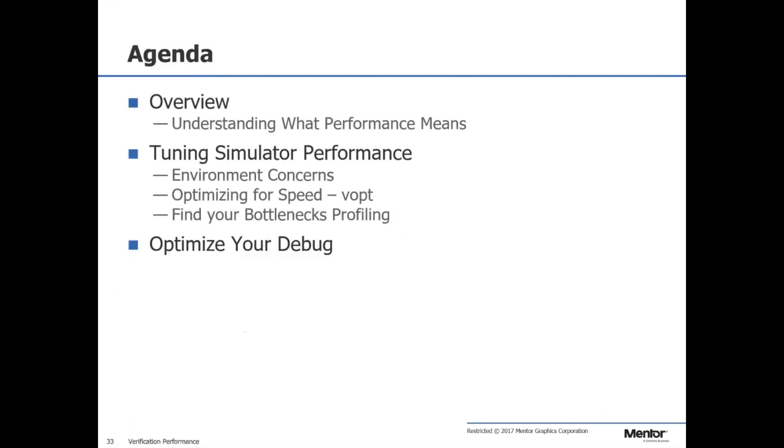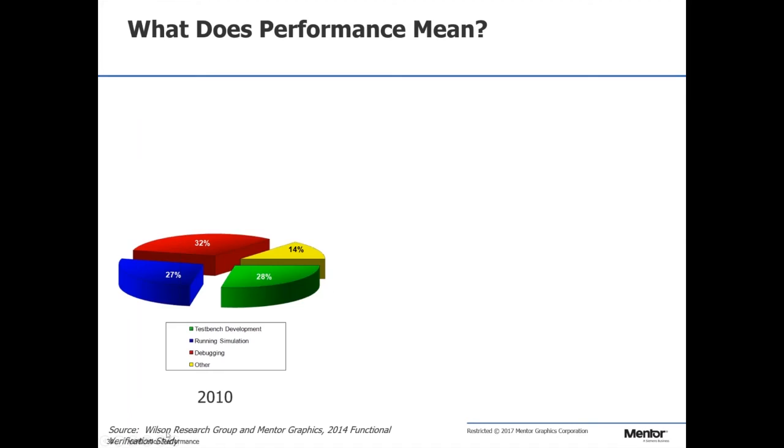So now let's talk about, okay, we've been talking about how to make the simulator run faster, but let's talk about how to debug a little more optimally. This was another one of these Wilson's group studies. You'll see these in the IEEE all the time. We asked a bunch of verification engineers, where do you spend your time? And they said about a quarter of the time is spent running simulations. About a quarter of the time is spent actually developing the tests. And about a third of the time is spent debugging.